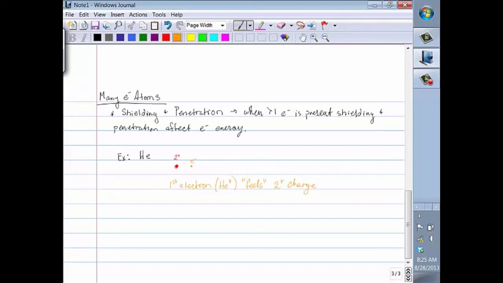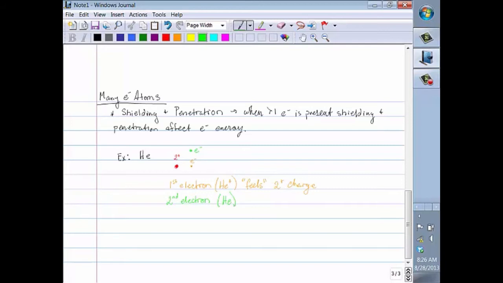Now, what if I add a second electron in there? So now my helium atom is complete. What does that second electron feel? Does it feel a 2+ charge? Anybody have any thoughts? No? You don't think so? Do you think it feels a 1+ charge?